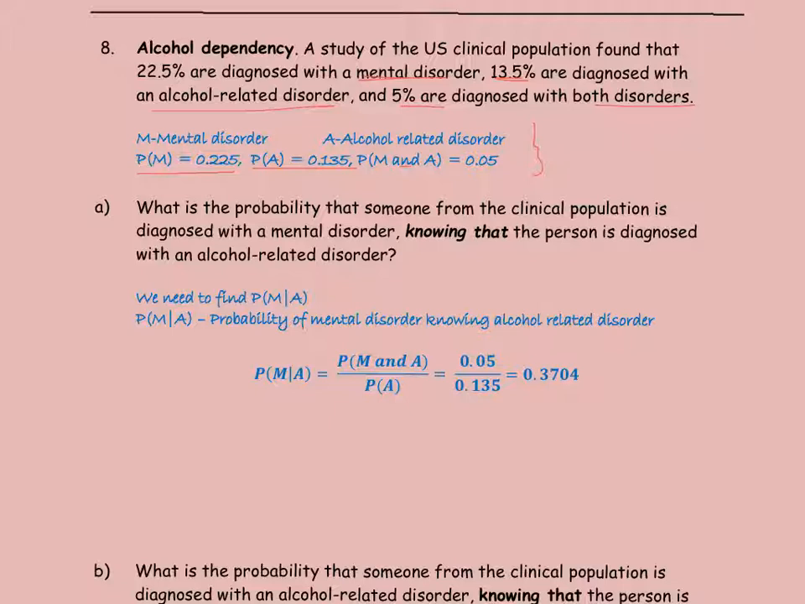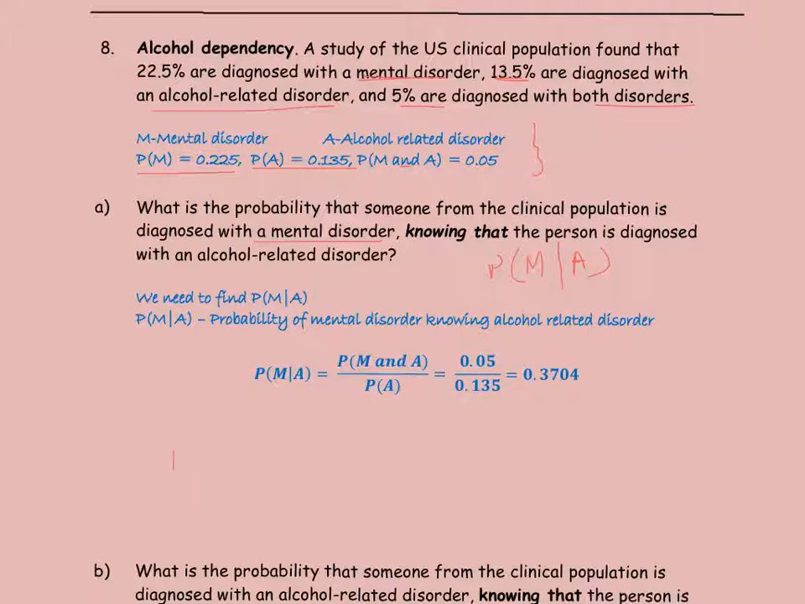Now let's read the first part. It says, what is the probability that someone from the clinical population is diagnosed with mental disorder, so P of M, knowing that, so that's the symbol for knowing that or given that, the person is diagnosed with an alcohol-related disorder. So it's probability of M given A. The formula for conditional is probability of M and A divided by probability of A.